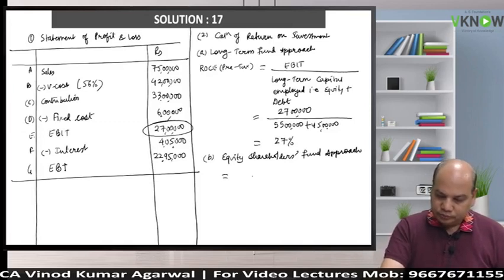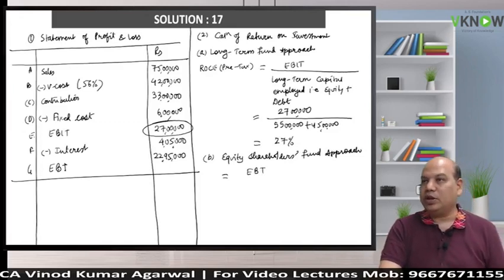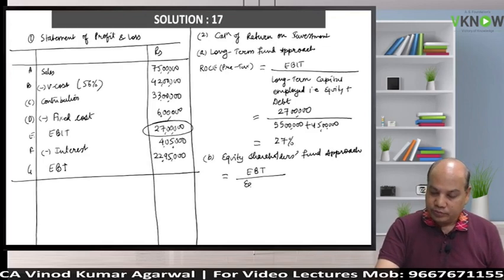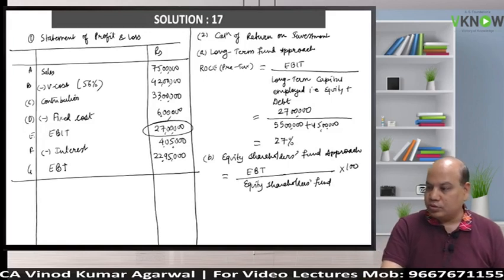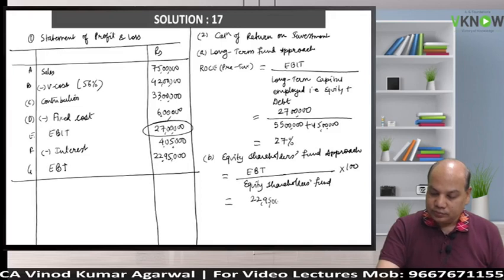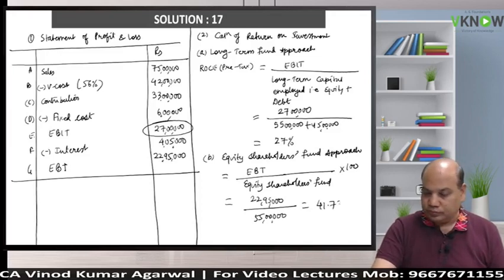Since we don't have tax, EBT will be divided by equity shareholders' funds. Give both answers, we don't know what they want. So the answer is 22,95,000 divided by 55 lakh into 100, which is 41.73%. Approximately, write down 41.72%.